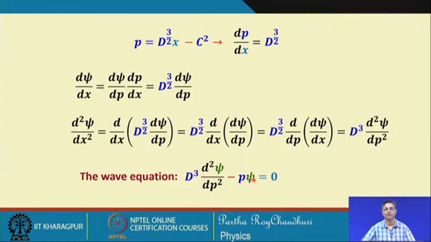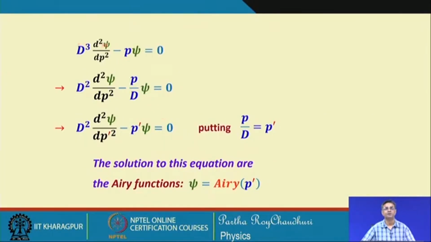Now, if you divide this equation by d cube, then you divide by d only, then d square into p by d, this will give you the known form, and this equation will represent, because you have again put p, d is a constant. So, p by d equal to p dash, the equation becomes this form.